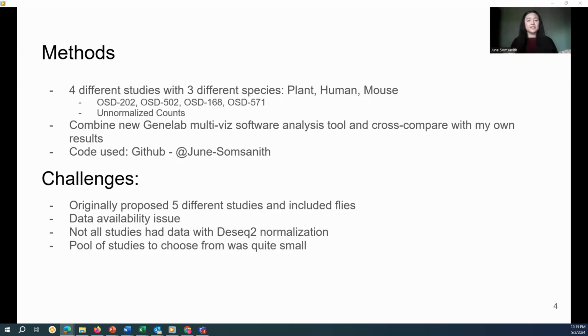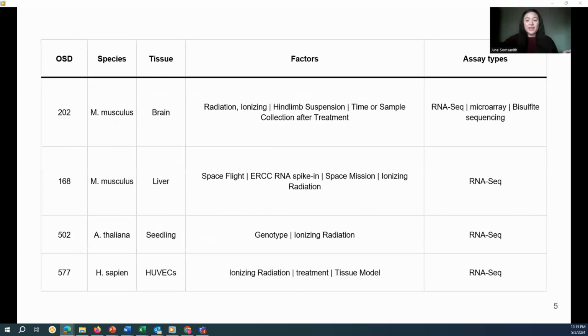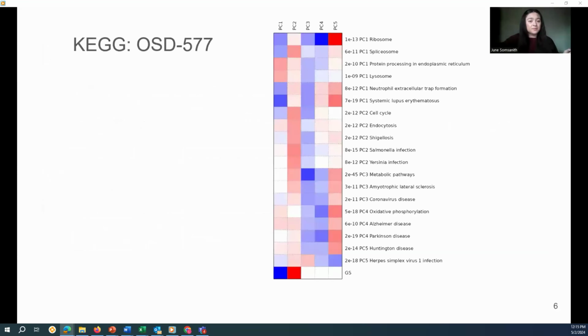And just for the sake of understanding how easy it was to use tools and software, I just stuck with what was available. So the pool of studies that I ended up having to choose from is quite small because of these limitations that I set myself to. Here's just a more in-depth chart of the studies that I used. This is also on my GitHub page.